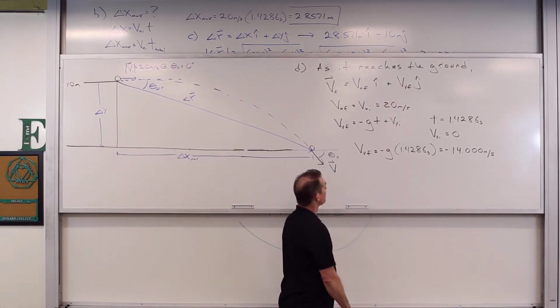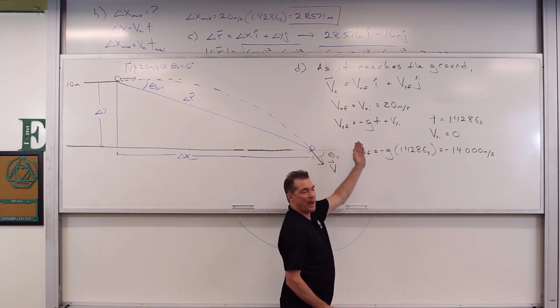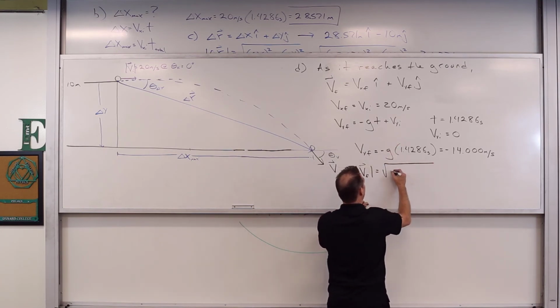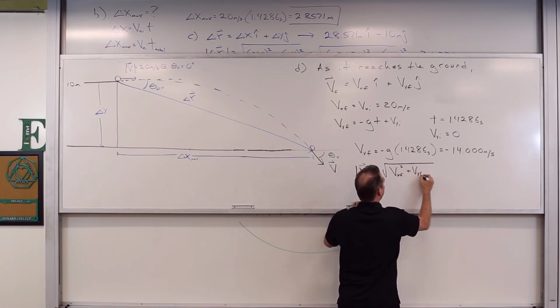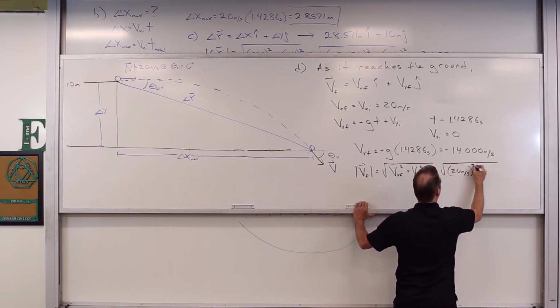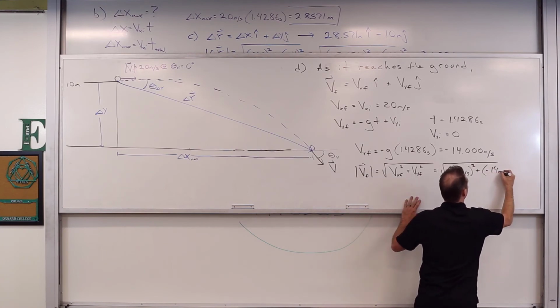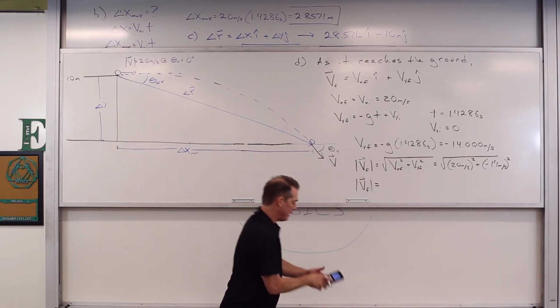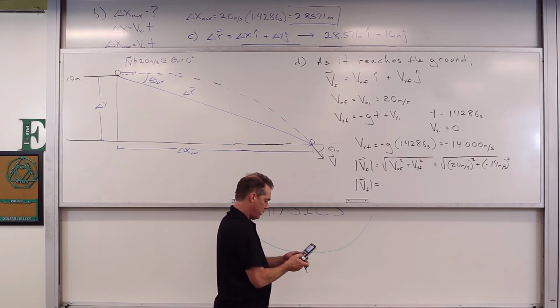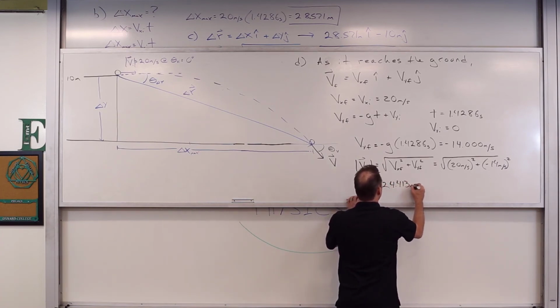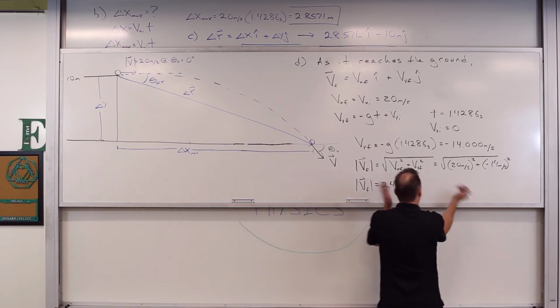So what do we have in terms of the final velocity as a magnitude and direction? V final as a magnitude is equal to the square root of the sum of the squares of the x and y components, vx final squared plus vy final squared. vx final is still just 20 meters per second quantity squared, plus 14 meters per second quantity squared. The speed with which it reaches the ground is the square root of 20 squared plus 14 squared, which is 24.413 meters per second.